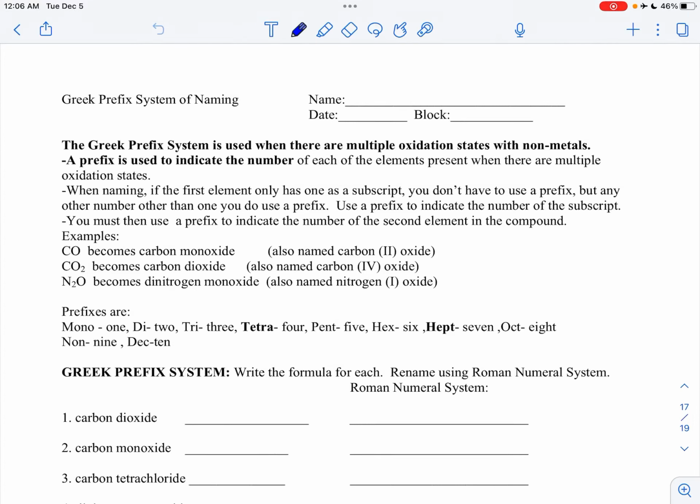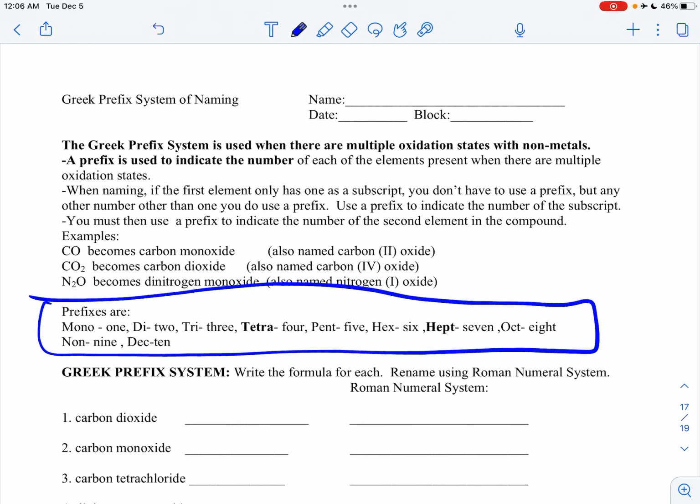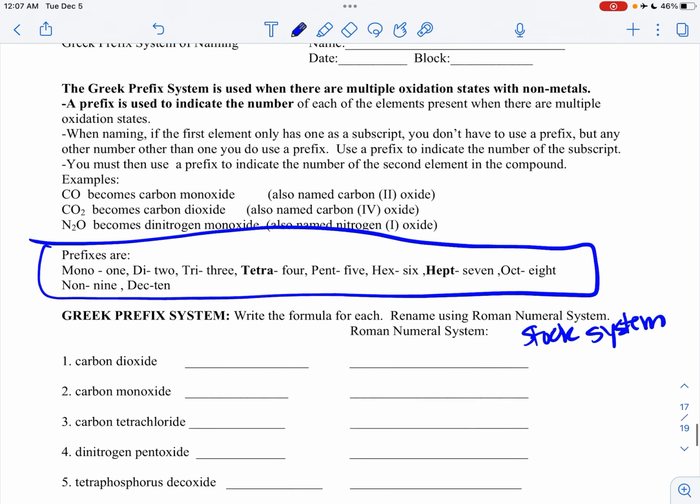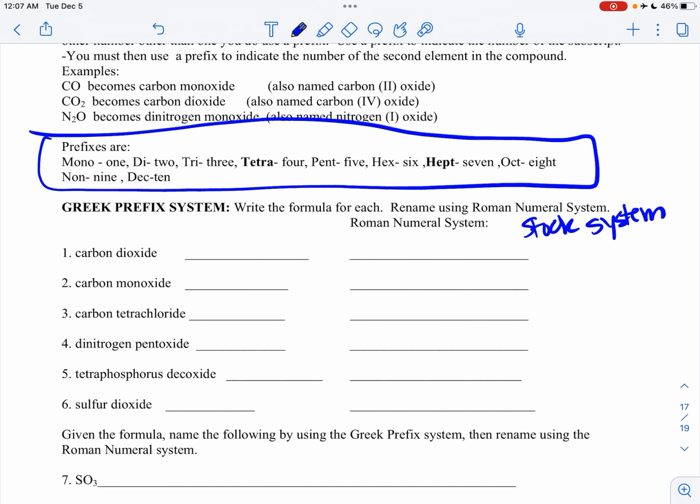Great, welcome. This is the Greek prefix worksheet. There's a nice little review up top. It talks about how you need those prefixes that represent number of atoms. This page also talks about naming in the stock system, the Roman numeral system, so we're going to need the periodic table for those. So what I think we'll do is we'll just name them using the Greek prefix system first, and then we'll go and do the stock system.